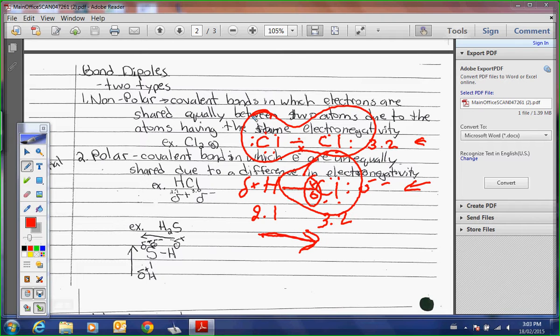If I had to draw the cloud density of these things, that would be a perfectly even peanut, and this one would be where the chlorine has more of it. If this was a seesaw, the seesaw would tip down to the chlorine. Everybody okay with that? Yes? Okay, ready for the complicated stuff.